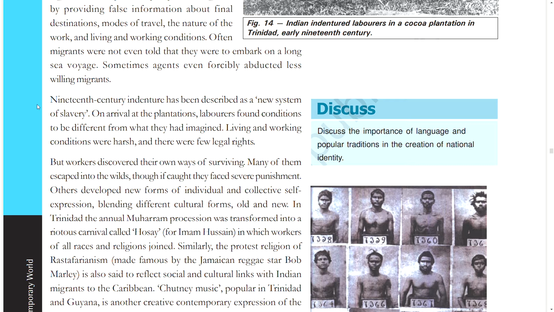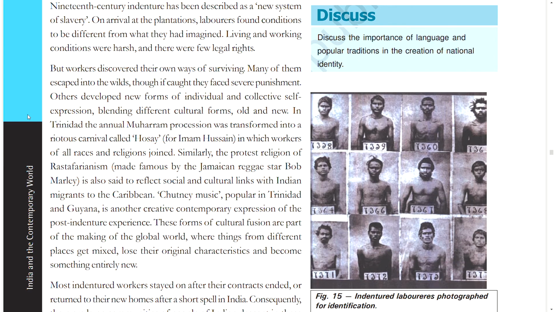But workers discovered their own ways of surviving. Many of them escaped into the wilds, though if caught they faced severe punishment. Others developed new forms of individual and collective self-expression, blending different cultural forms, old and new.